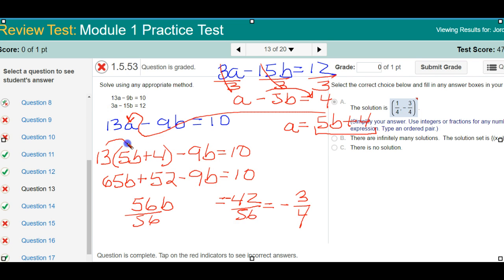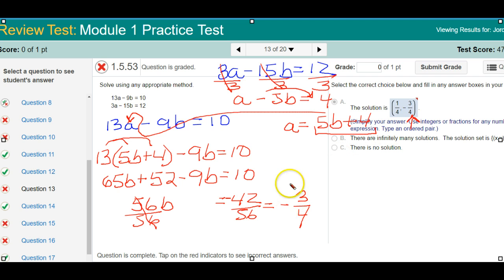So distributing here, I get this. Grouping like terms, I get this. Subtracting 52 from both sides, I get a negative 42. Now divide both sides by 56. I get this. That simplifies to negative 3/4. This is my B term right here.